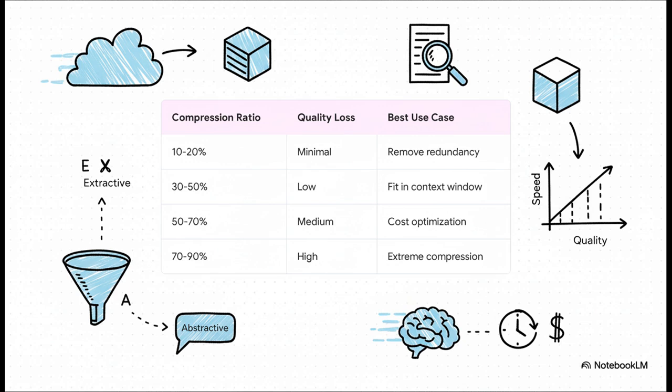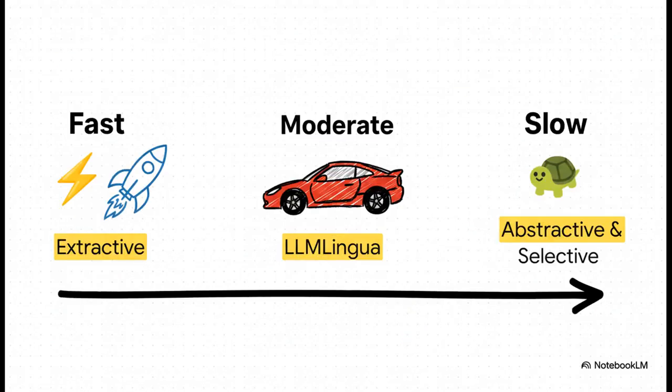Pushing to 30 or 50% is probably a safe bet. But once you start aiming for serious cost savings, getting into that 50 to 70% range, you have to be okay with a medium risk of losing something important. And going beyond that, well, that's high-risk territory.